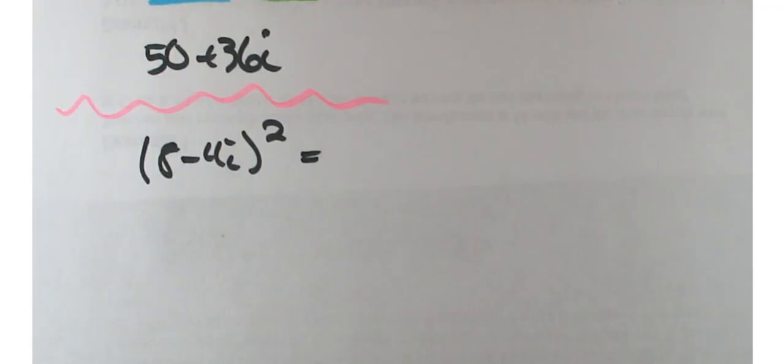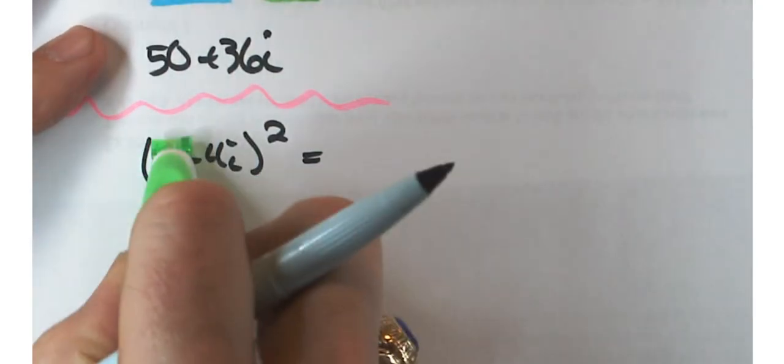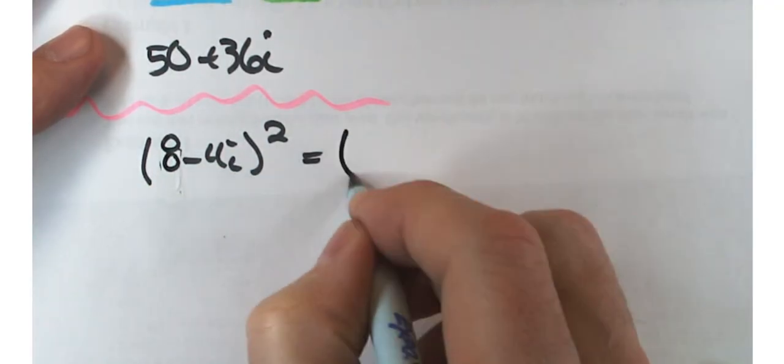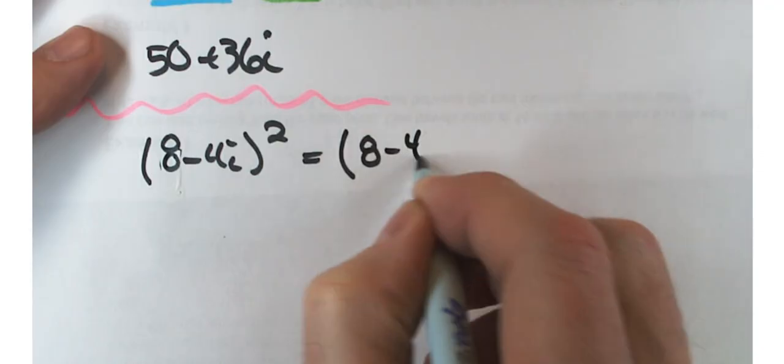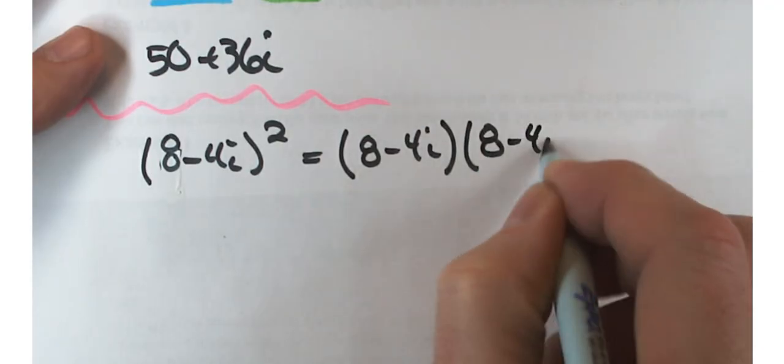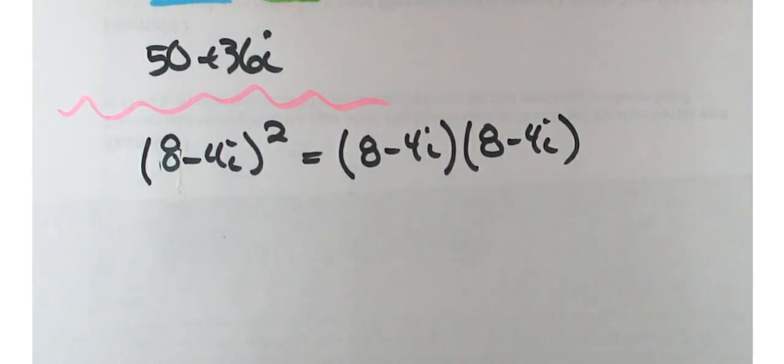Any suggestions there? And let me make this look like an actual 8 while I'm waiting for you guys to come up with a suggestion. Can't you just write it out like you did for the last problem, like between each other? Perfect. You're going to multiply it by itself. You're going to do 8 minus 4i times 8 minus 4i. And then do it all out.